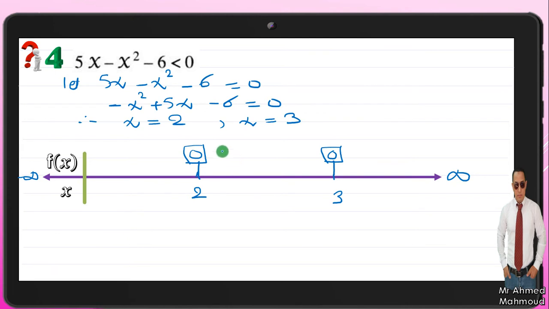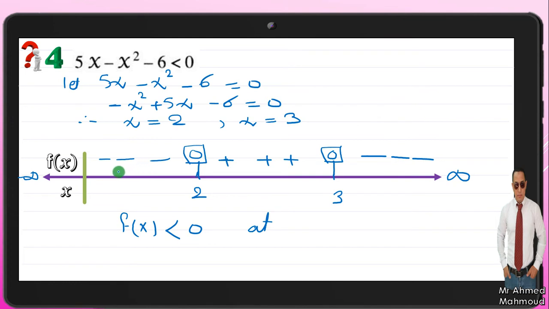In between we have the opposite to x power of 2, then the positive lies in between and the negative lies outside. Okay, I need the function less than 0, f of x less than 0 at what? At, I need the negative only.